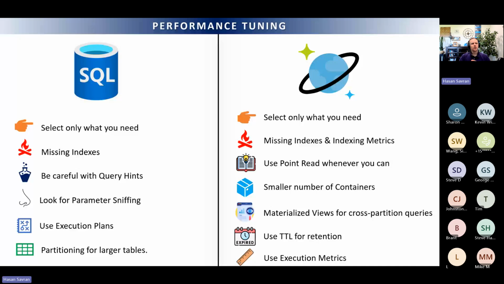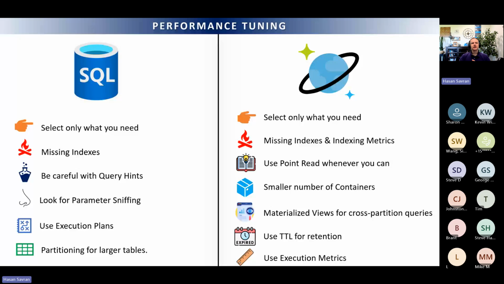In Cosmos DB, the first one applies perfectly. You want to select only what you need from Cosmos DB. You can use the indexing metrics which Cosmos DB offers. You can turn it on, and if you are missing any indexes, it can suggest that to you. In Cosmos DB, there are two ways to get data. One of them is to query the data, and the other one is the point read.